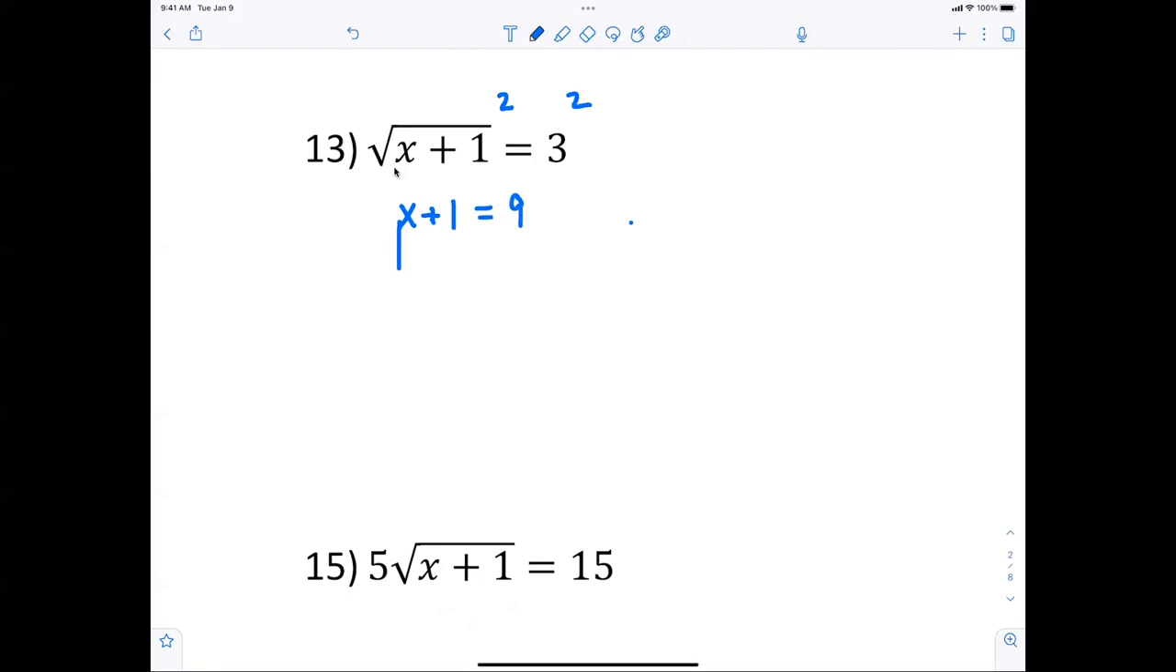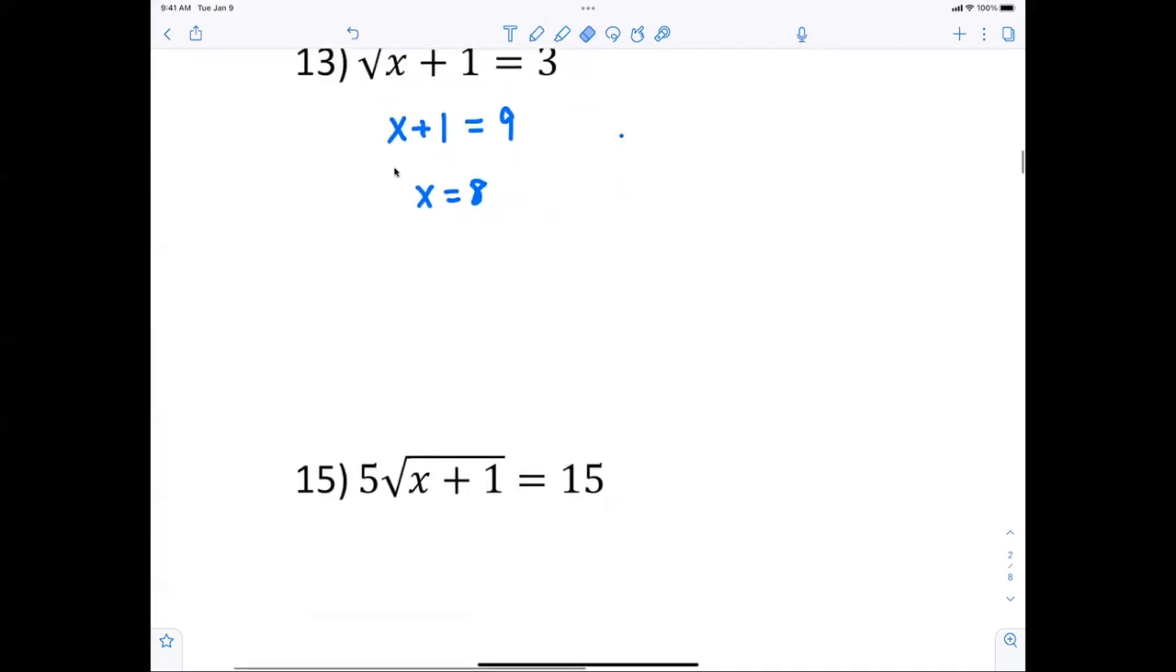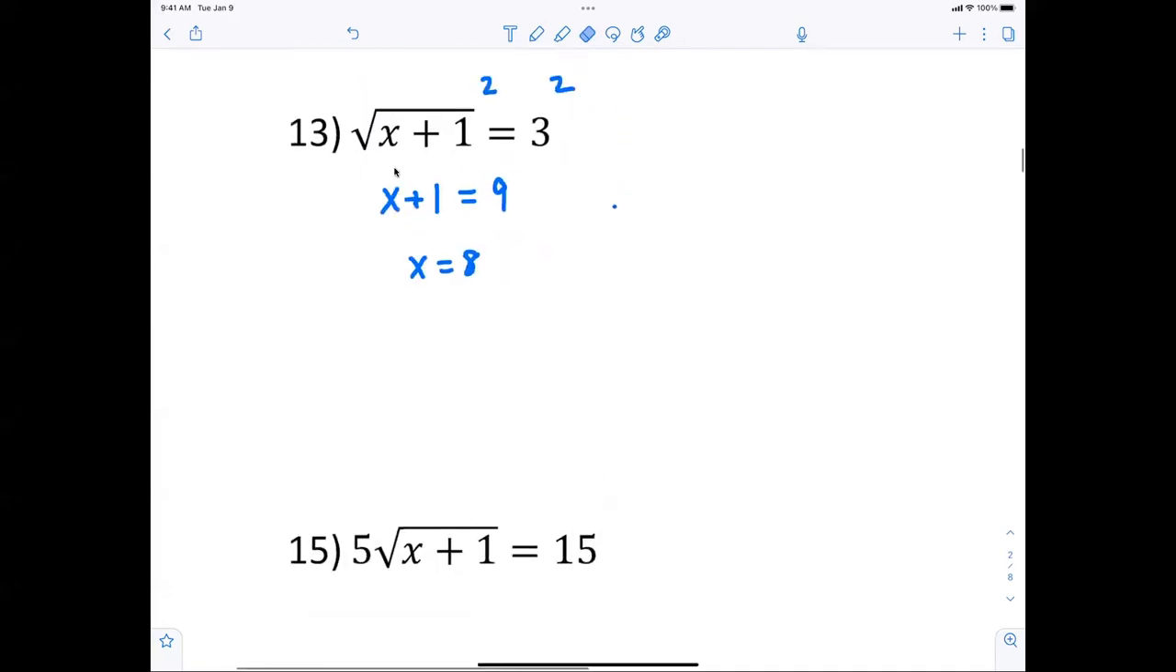Everybody okay with the first step? And so x equals what? X equals 8. Very simple. All right, here we go. Now, for question... No, no, no. What's underneath the radical? That is done after you get rid of the radical. Good question. All right, good question. Now you're learning something.